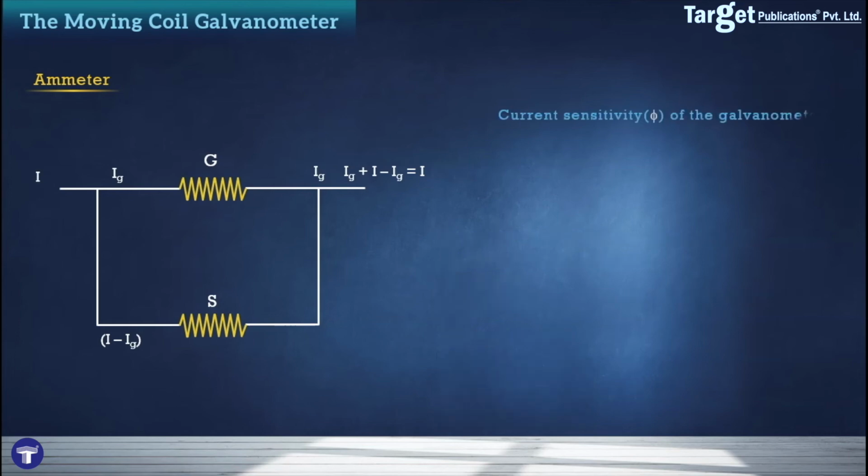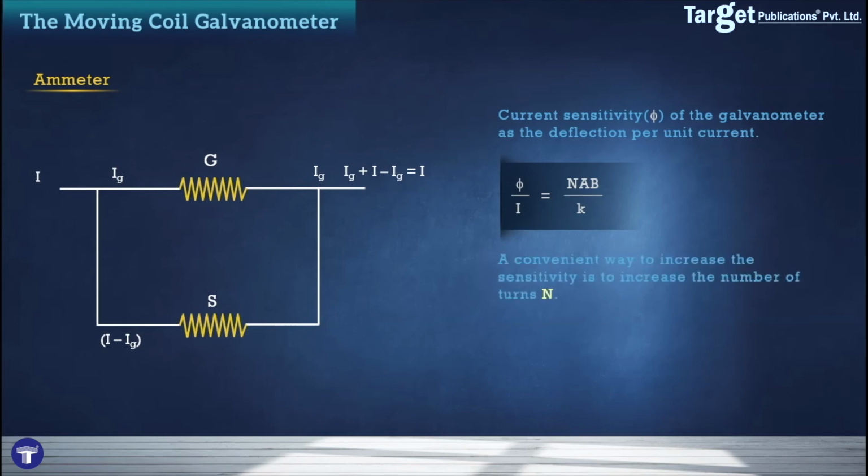Now I can also define the current sensitivity of the galvanometer. It is nothing but the deflection per unit current, that is phi upon I. Phi I know is NIAB upon K. I just took I to the other side, so I get phi upon I, which is the current sensitivity of the galvanometer, to be NAB upon K. A convenient way then to increase the sensitivity of this ammeter will be to increase the number of turns N.